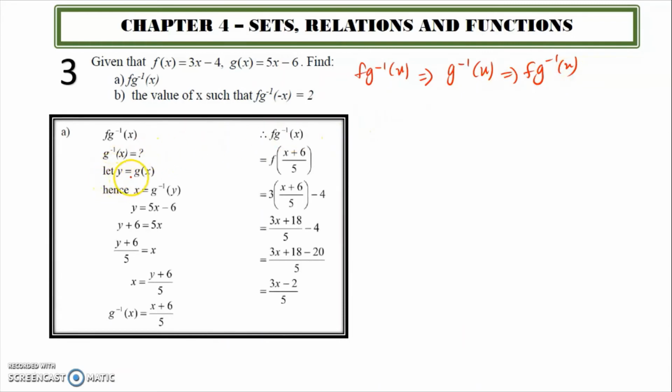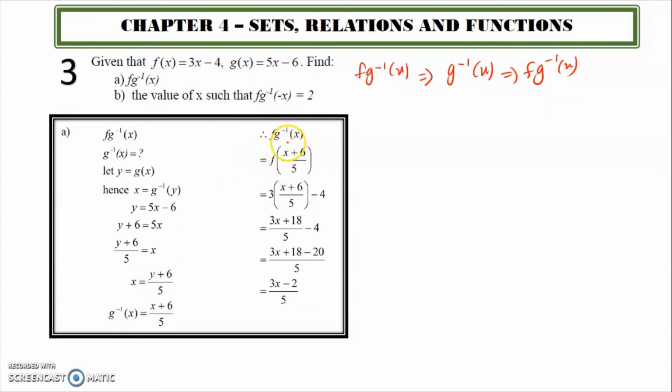So, first kali let y equals to gx, x equals to g inverse y. So, kita gantikan y ke dalam gx. Okay. So, y sama dengan 5x tolak 6. And then, kita tinggalkan x sama dengan something. So, pindahkan dulu negatif 6 sebelah sana jadi positif 6. Pindahkan 5 jadi bahagi 5. So, jadi x sama dengan y tambah 6 bahagi 5. So, last kali kita jadikan dia G inverse. Y gantikan dengan X. Okey, lepas tu baru kita buat composite function.